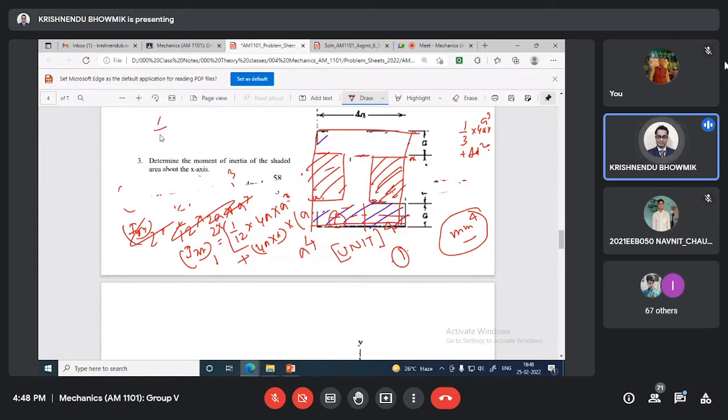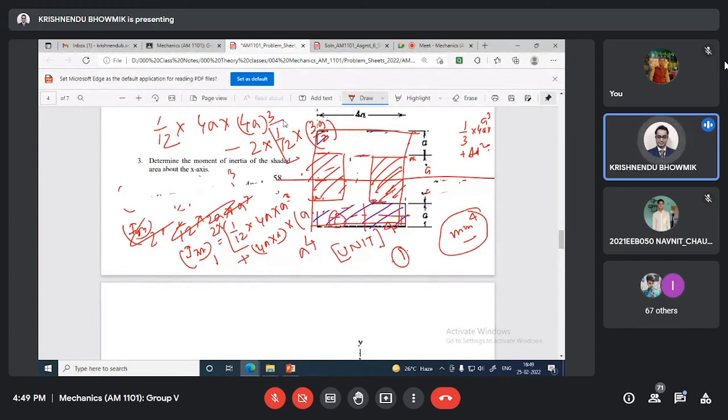So one is 1 by 12, this is the base, correct? CG location. 1 by 12, base is 4a multiplied by height cube. Height was a and a, this was 4a. 4a cube minus, I am simplifying this, for this case 2 times 1 by 12 multiplied by base. This base basically, this is 4a and this is a. So 3a by 2.